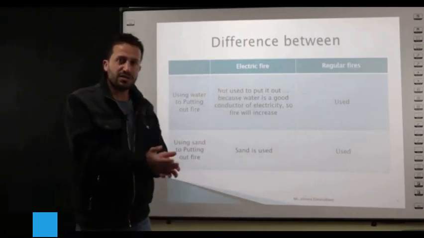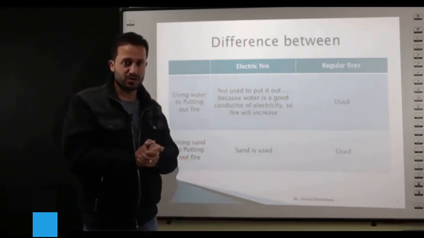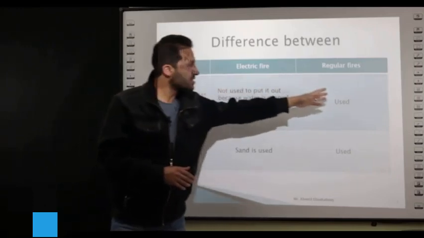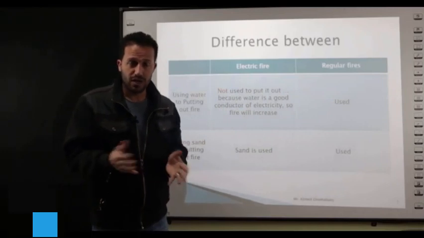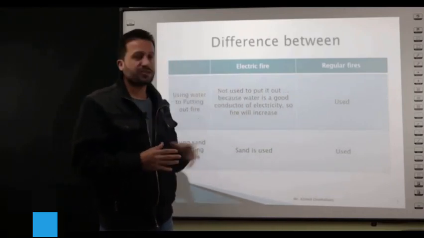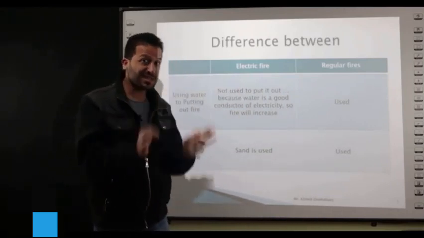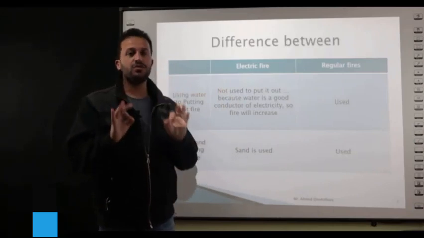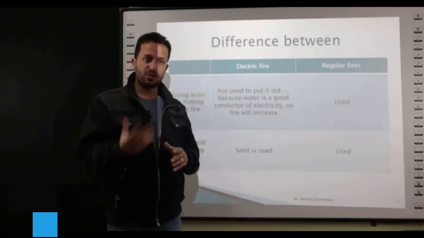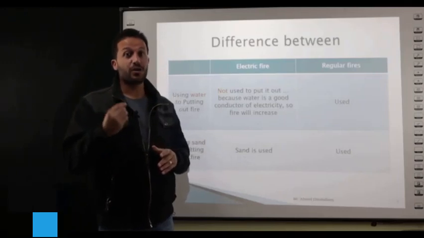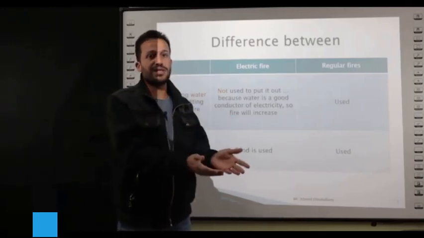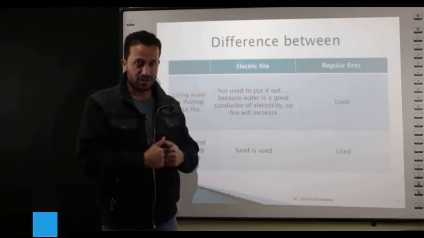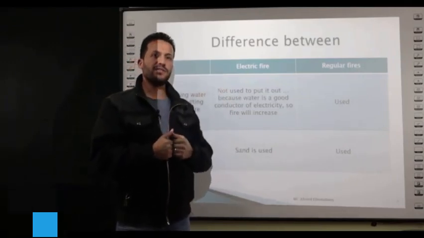So to put out these fires, what can we use? In regular fires, maybe use a blanket or use water to put out the fires. But in electric fires, you can't use water, because, as we say, water is a good conductor of electricity. So if you use water to put out electric fires, the fire will increase. So how to put out electric fires?